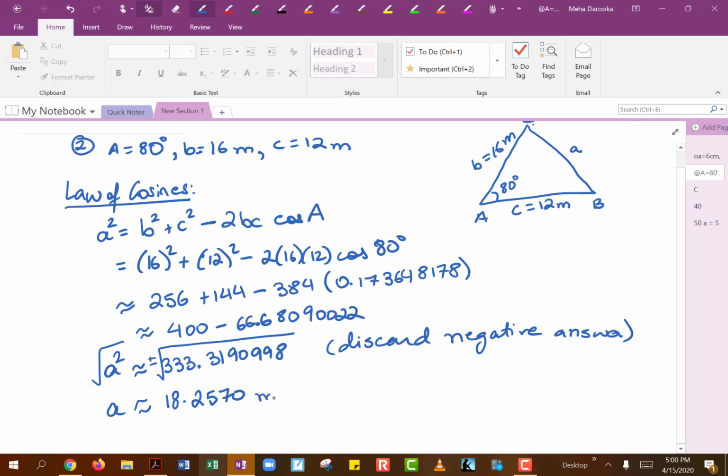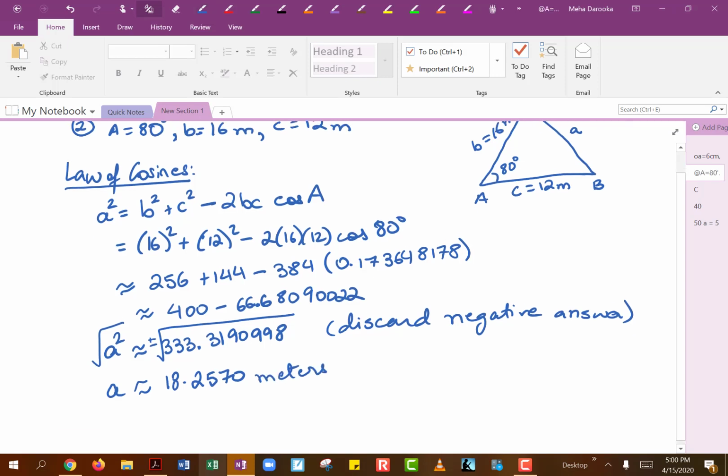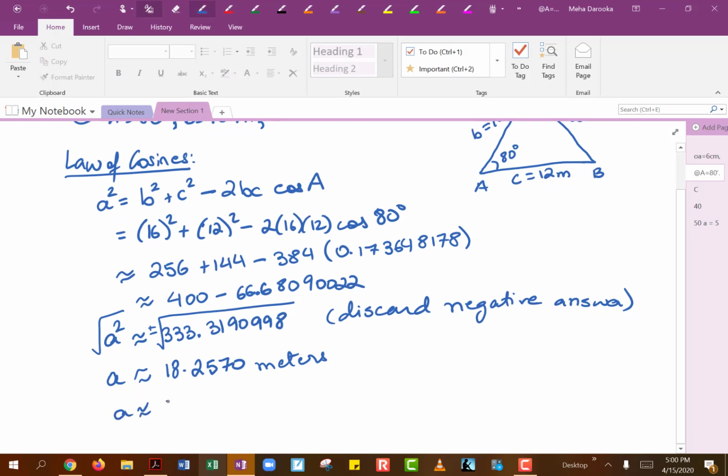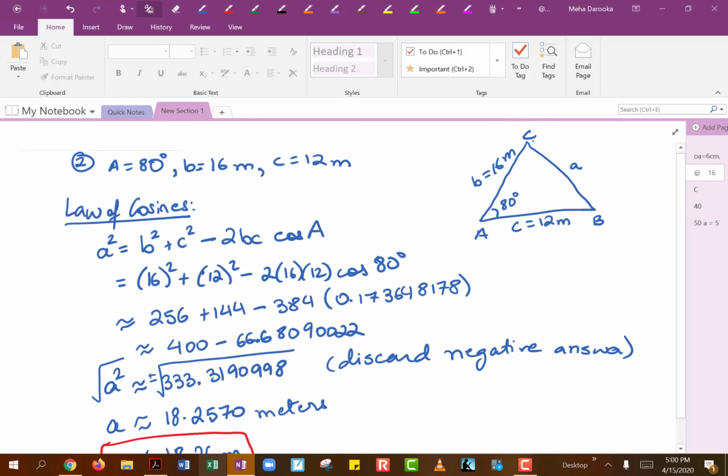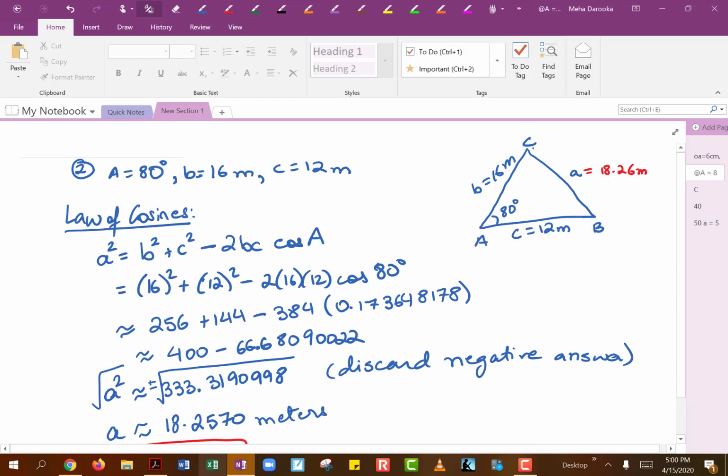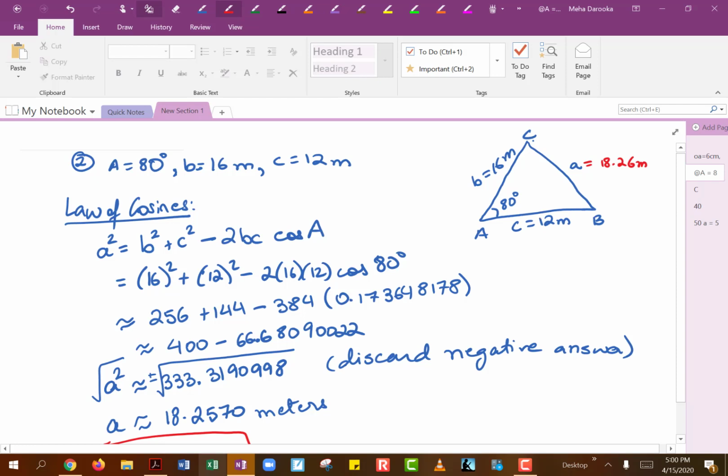in your notes. And of course here our measurements are given to us in meters, but let's round it down to 2 decimal places for the final answer. And this will come out to be side A of 18.26 meters. Okay. So if you will look at our triangle over here, we've got side A as 18.26 meters, side B as 16 meters, and side C is 12 meters.